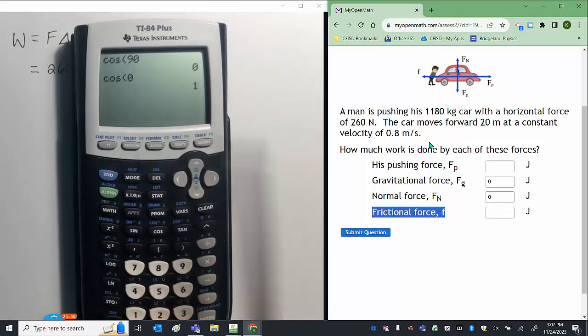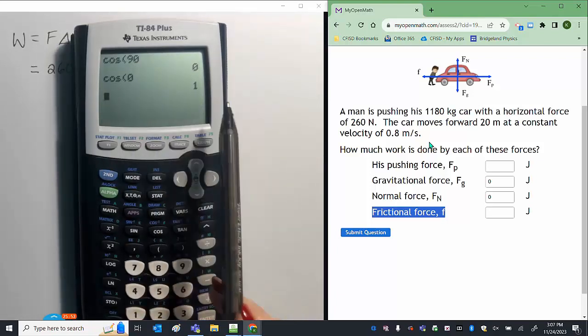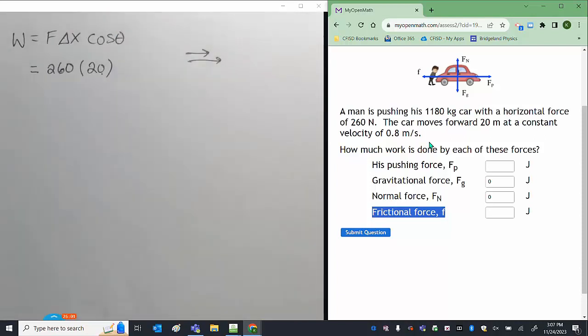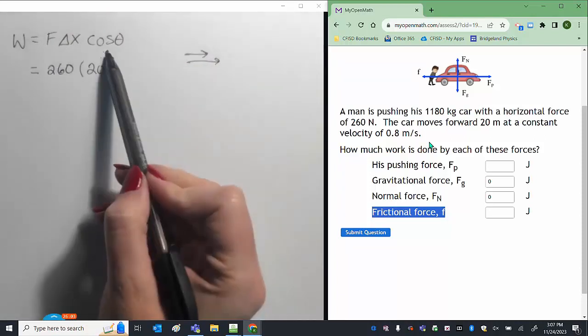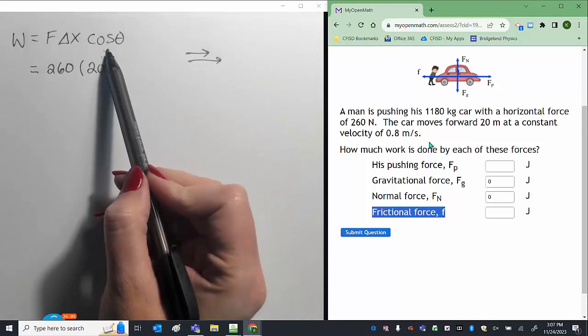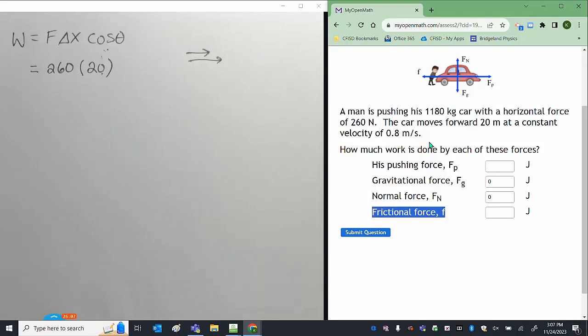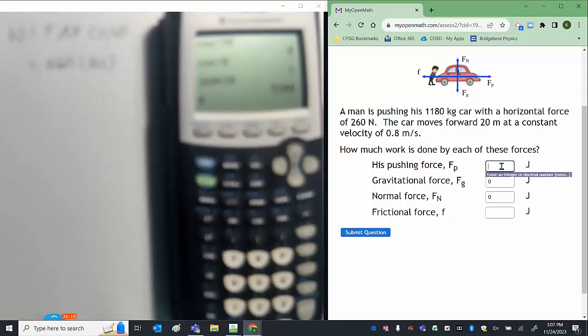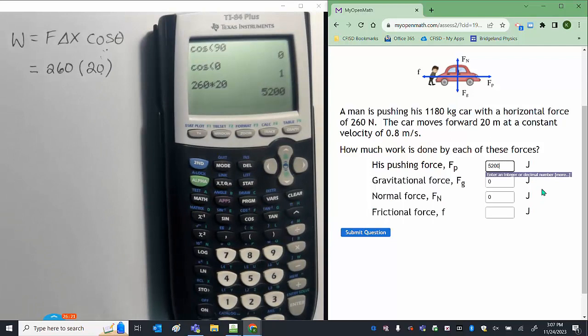There's nothing here that's at an angle. If the entirety of your force is parallel to the direction of your displacement, that just means all of it is going towards doing work instead of some fraction of it. So I'm really just multiplying by 1, but I don't really have to worry about this unless I have a force that's being applied at an angle where some component of it is responsible, but not here. So I'm just going to multiply 260 times 20, and when I do that, I get 5,200. So the work done by his pushing force is 5,200 joules.